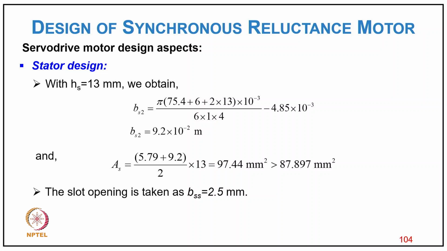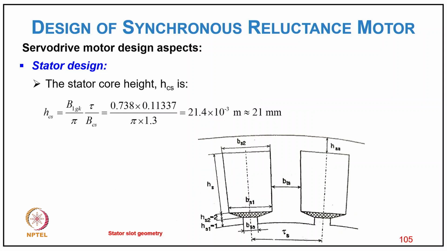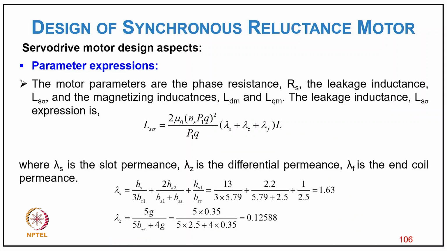So the slot opening is taken as BS equal to 2.5 millimeter, and the stator core height HCS equal to BG1 tau s upon π into BCS. Putting value, it comes 21.4 × 10^-3, or 21 millimeter, as shown in the figure.